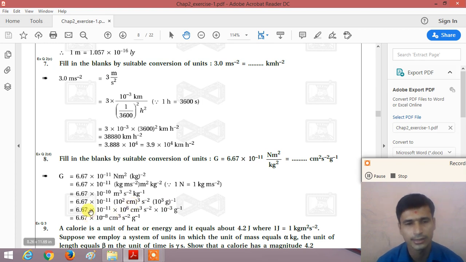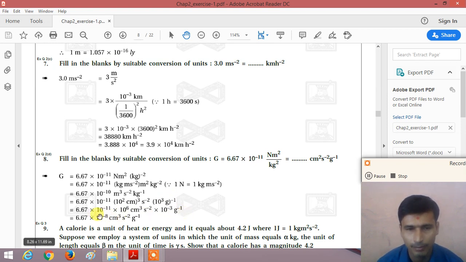We get our answer. So we get 6.67 into 10 raised to minus 11. 1 meter is equal to 10 raised to 2 centimeter. So instead of meter cube, we place 10 raised to 2 centimeter, whole cube. Second raised to minus 2 as it is. Now 1 kg is equal to 10 raised to 3 gram, so instead of kg, we place 10 raised to 3 gram, raised to minus 1. So now 6.67 into 10 raised to minus 11 multiplied by 10 raised to 2 cube, that is 10 raised to 6 centimeter cube, second raised to minus 2, and 10 raised to 3 raised to power minus 1, we get 10 raised to minus 3 gram inverse.